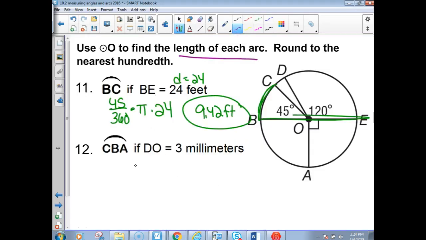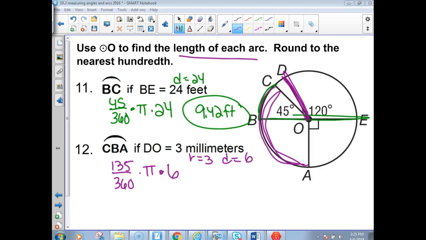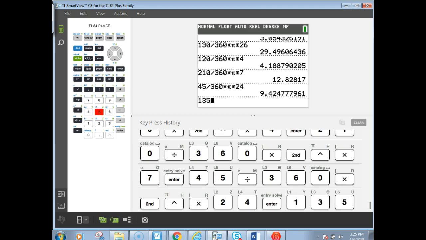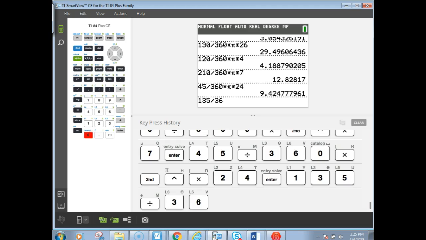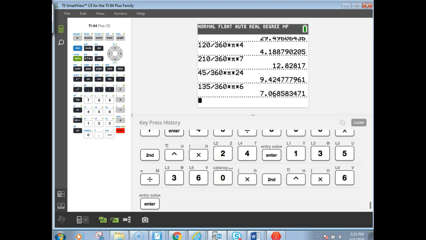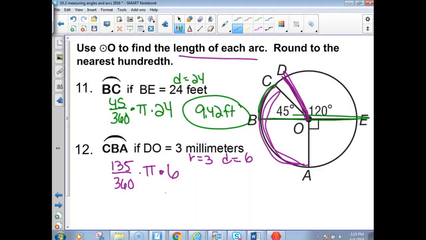All right, let's finish up the last couple of problems. CBA, that would be 45 plus 90, so 135 out of 360 times pi. And then D to O is not a diameter, it's a radius. So that means the diameter would be 2 times 3, which is 6. So you need to put 6 into your formula. Okay, that's 7.07. Is that what you guys got? 7.07? Did I type that right? Millimeters.